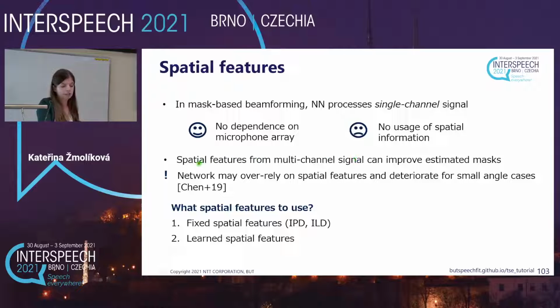So a way to do this is to extract some kind of spatial features from the multi-channel signal and to use them on the input of the neural network. This kind of approach has also some, I would say, danger.